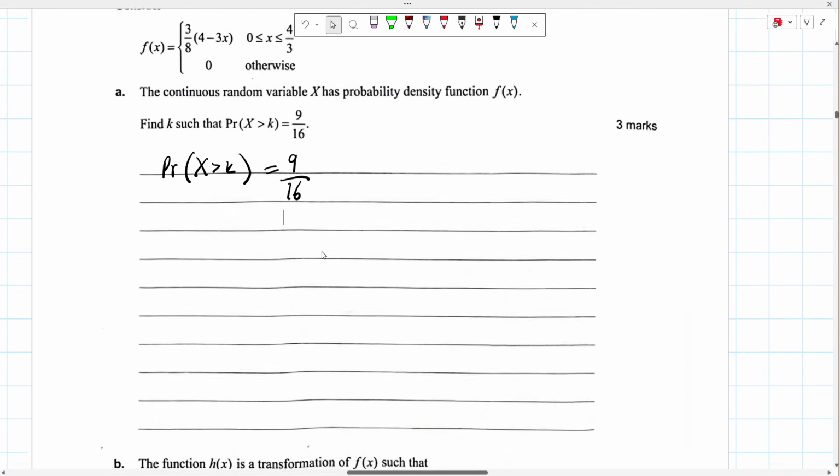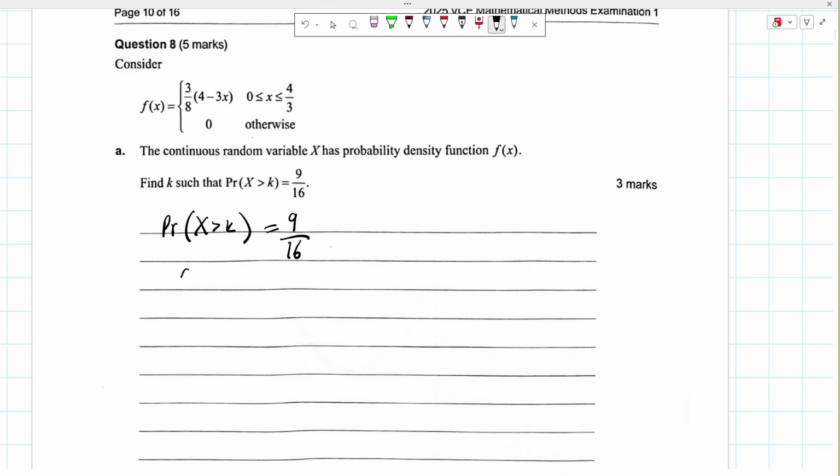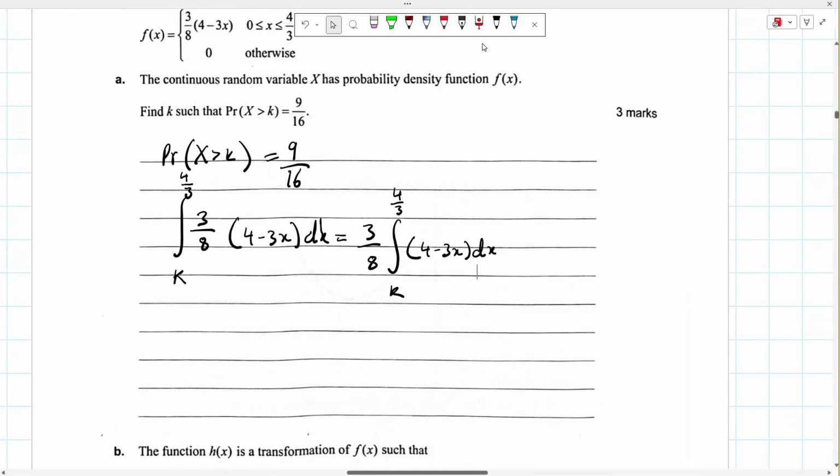What's the probability x is greater than k? That's the integral from k to 4 over 3, because 4 over 3 is the end of the probability density function. And then we can just put the function in the integral. Because 3 over 8 is just a constant number multiplying by the function, we can just take that out of the integral, makes our life a bit easier. And this is actually the probability that x is greater than k.